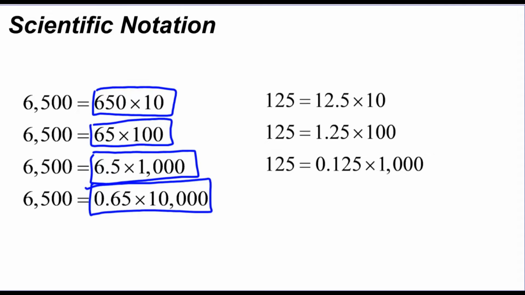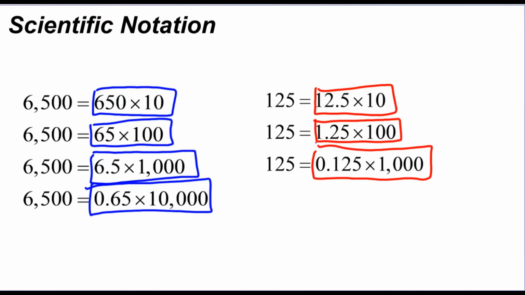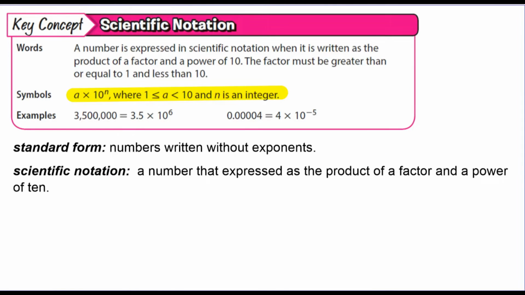In the other column, I've got another number, 125. I can write 125 as 12.5 times 10. I could also write it as 1.25 times 100. Or I could write it as 0.125 times 1,000. So there are lots of different ways I can write numbers as a factor times a multiple of 10. Okay, so only one of those is what we call scientific notation.